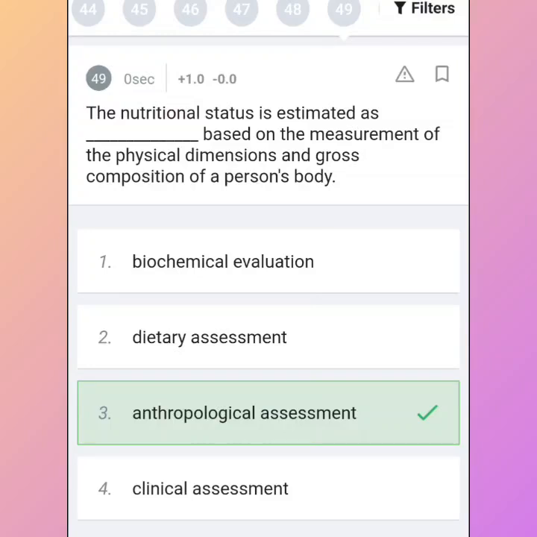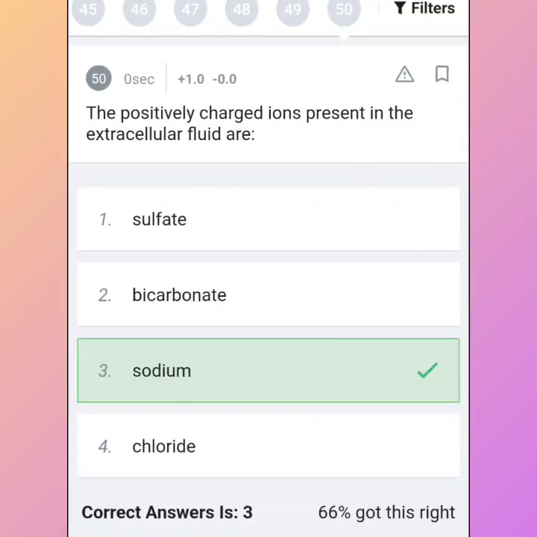Question number 49. The nutritional status is estimated based on measurement of physical dimension and gross composition of a person's body. Option third, anthropological assessment.